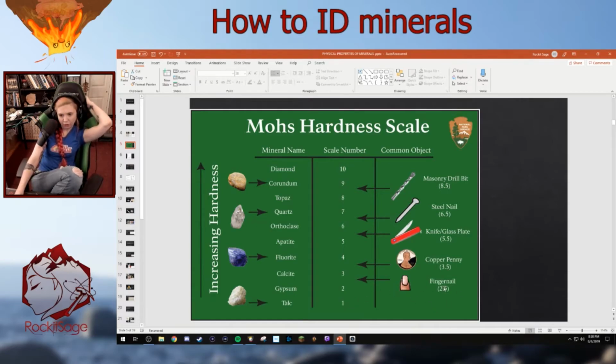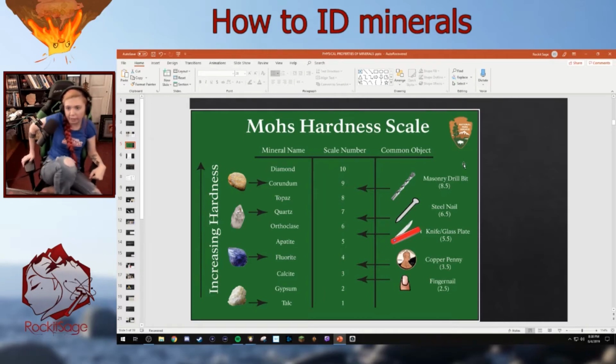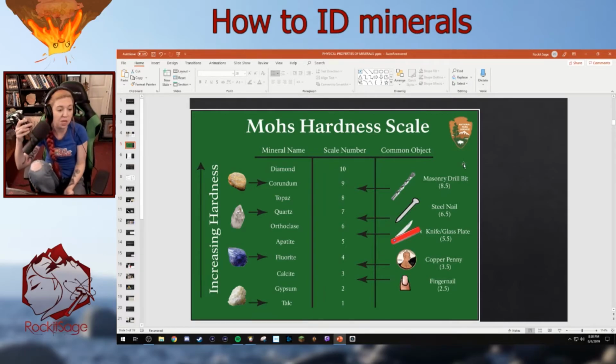And then, of course, your fingernails about 2.5, copper penny 3.5, knife or a glass plate. I don't use knives because different knives have different alloys. I use a glass plate, which is 5.5. Steel nail is 6.5, or apparently if you get a masonry drill bit, it's an 8.5, but I've never had the opportunity to have that.